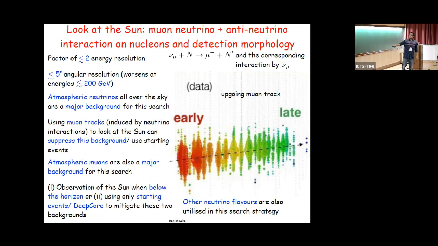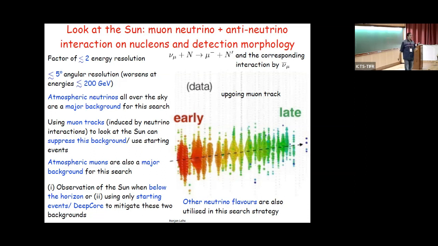The second thing is atmospheric muons. Since you produce atmospheric neutrinos, you can also produce atmospheric muons. There are 2 ways to stop this. Either you use the observation of the sun: when the sun is below the horizon, muons will not go through the earth, so you can stop atmospheric muons using this. Also, you can use starting events or DeepCore to mitigate these 2 backgrounds. Again, these are some technical details. If you are interested, please ask me.